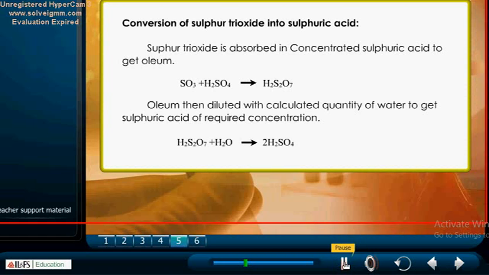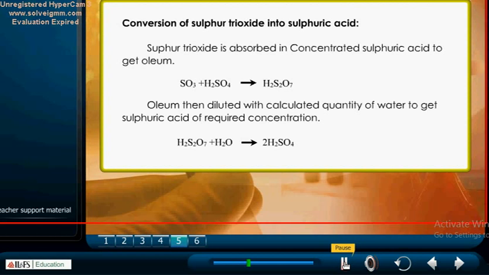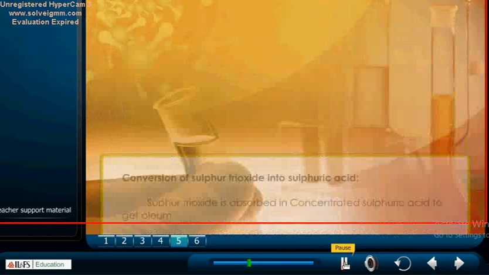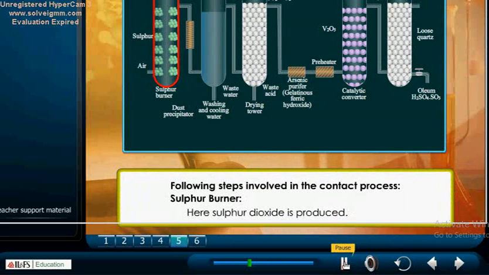Conversion into sulfuric acid. Sulfur trioxide is absorbed in concentrated sulfuric acid to get oleum. Oleum is then diluted with a calculated quantity of water to get sulfuric acid of the required concentration. The following steps are involved in the contact process.